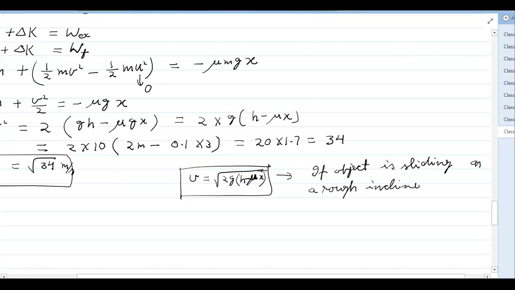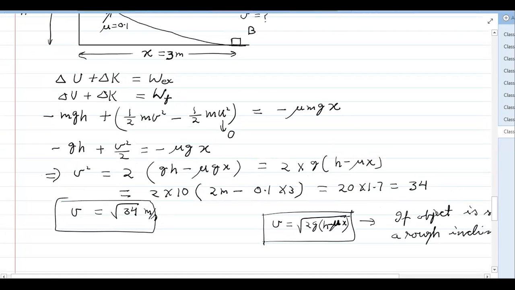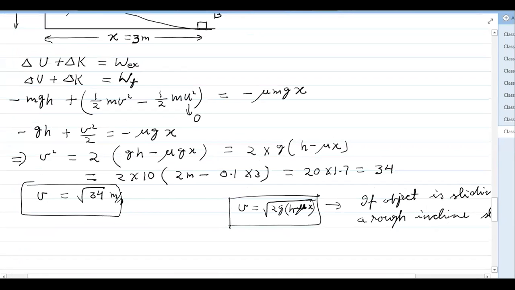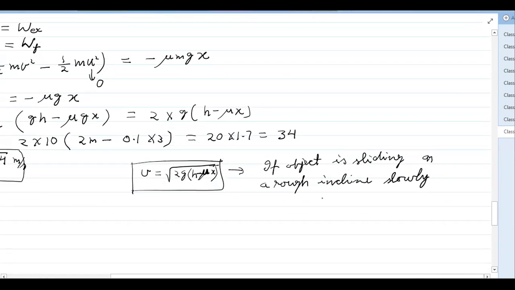Slowly. Okay, why slowly? Because if you do not move it slowly, then you can have some other forces like centripetal force and other kinds of forces also appear. So that's why we consider slowly. So an object sliding on a rough incline slowly, then the velocity acquired, starting from rest, we can use this formula. The velocity acquired by the object can be given by this expression.